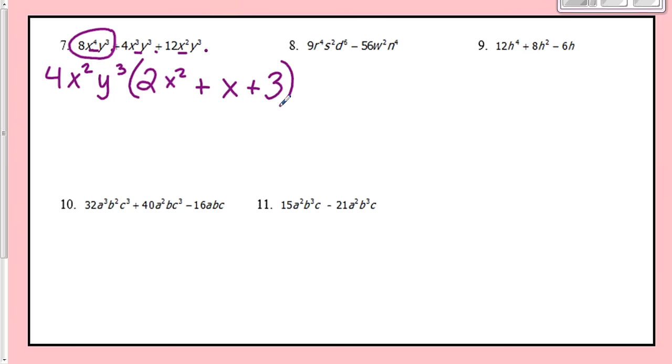Remember, the greatest common factor has to come out of every single piece. Even if there were 12 terms in a polynomial, you would have to have the greatest common factor of all 12. So I'm going to pause it now, work through the rest, and y'all do the same.